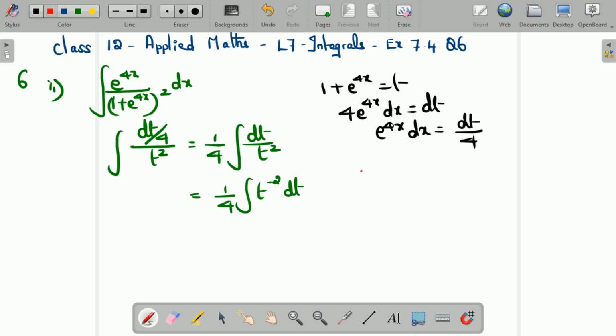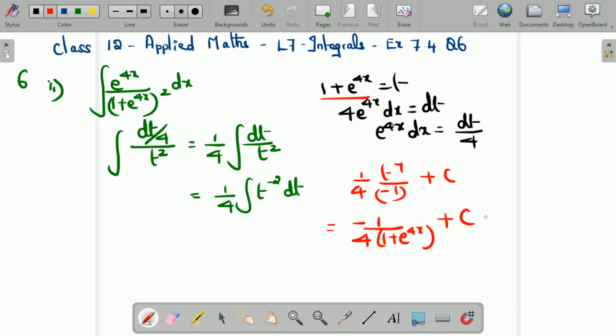Now let's integrate. So this will become 1 by 4 t^(-1) by -1 plus c. Substitute back all the values. So it is minus 1 by 4 into t value is 1 + e^(4x). So let's put that: minus 1 by 4 (1 + e^(4x)) plus c.